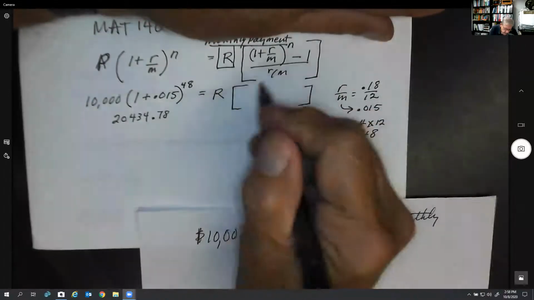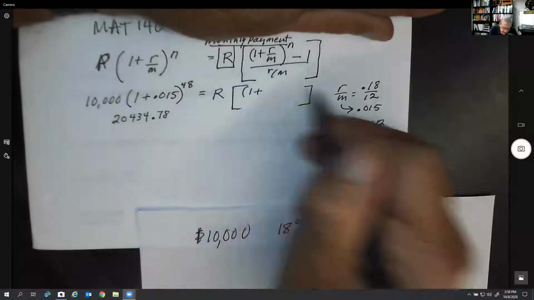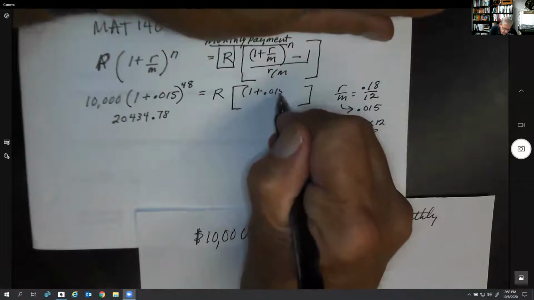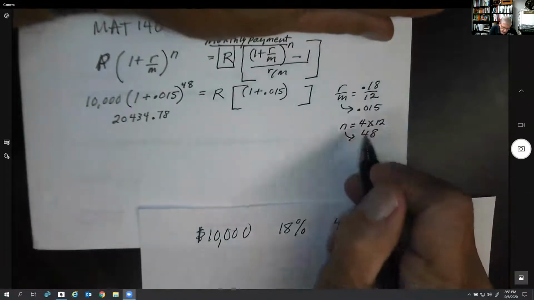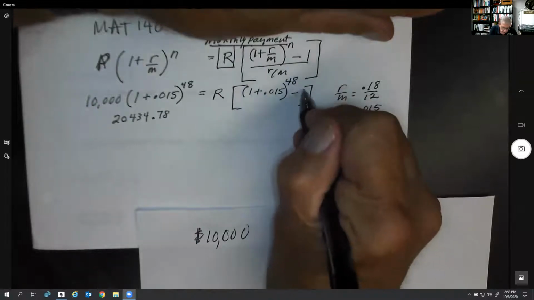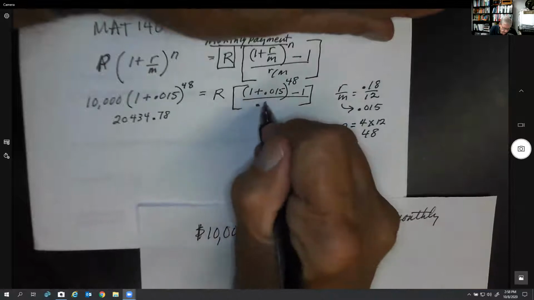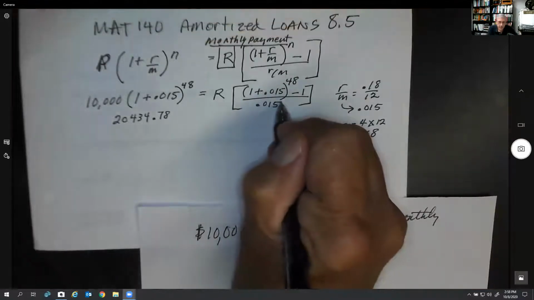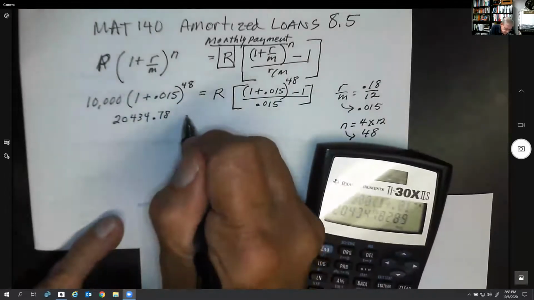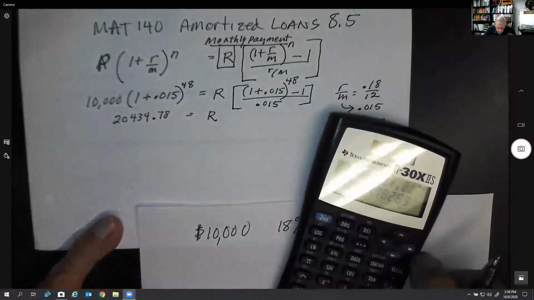So this was parentheses 1 plus 0.015 raised to the 48 minus 1 over 0.015. Remember how we did it last time? So let's calculate that out. But this is R, and let's calculate here.